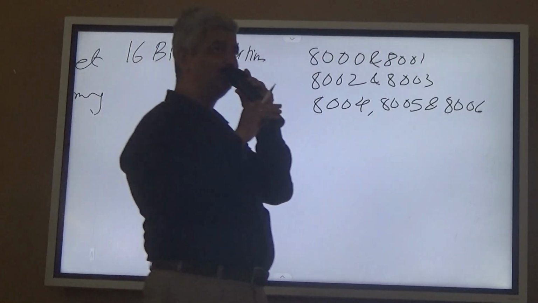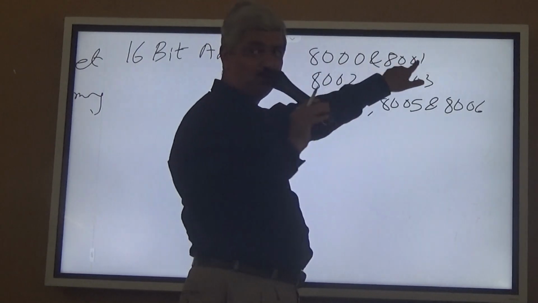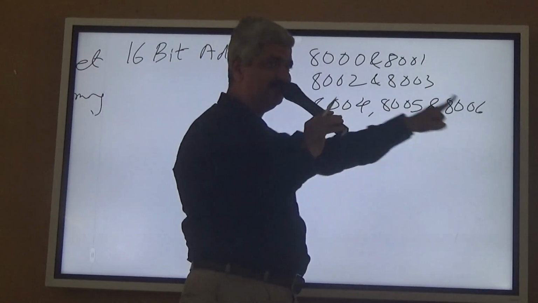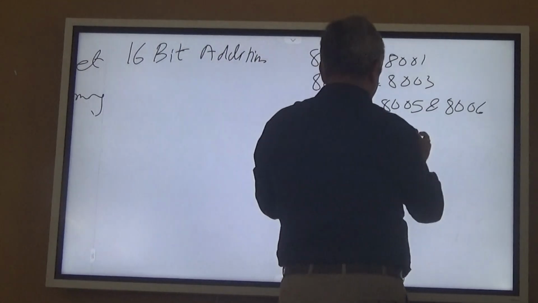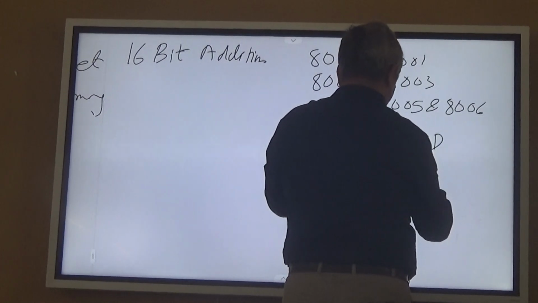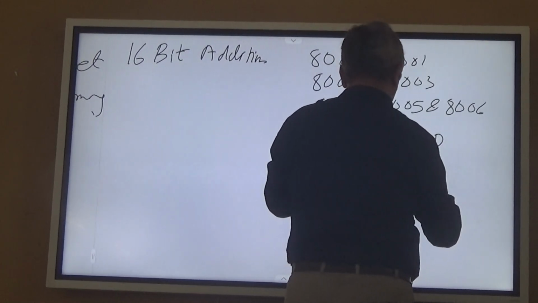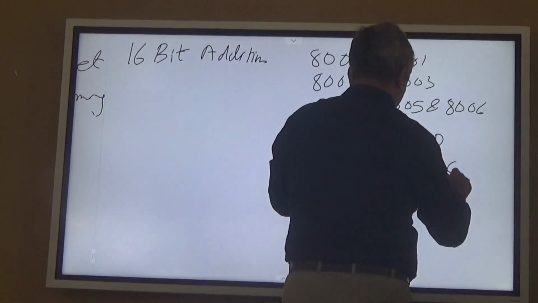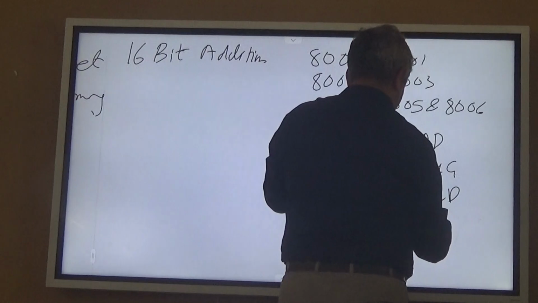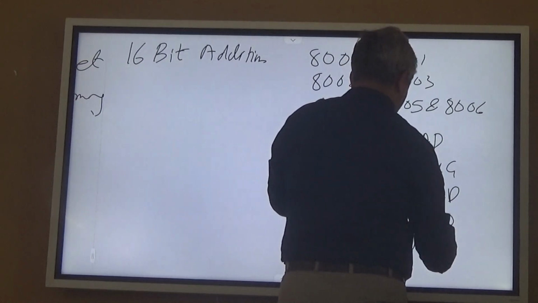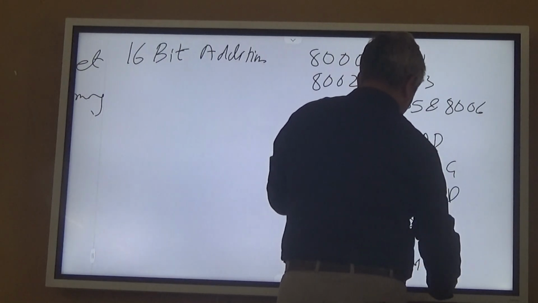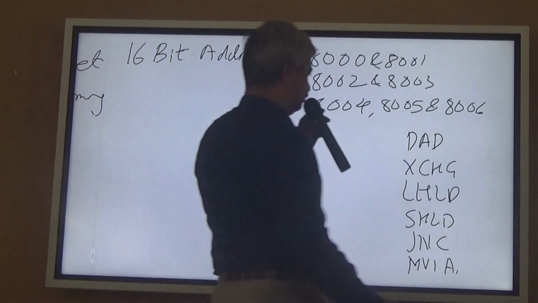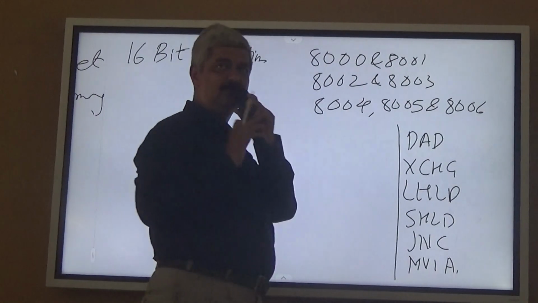Write a program to add two 16-bit numbers stored at 8000 and 8001, and 8002 and 8003, and store the result of the addition at 8004, 8005 and 8006. So the instructions to be used are obviously DAD, then exchange, LHLD, SHLD, jump on no carry, and MVI A something. Using these instructions, you should be able to write the program.